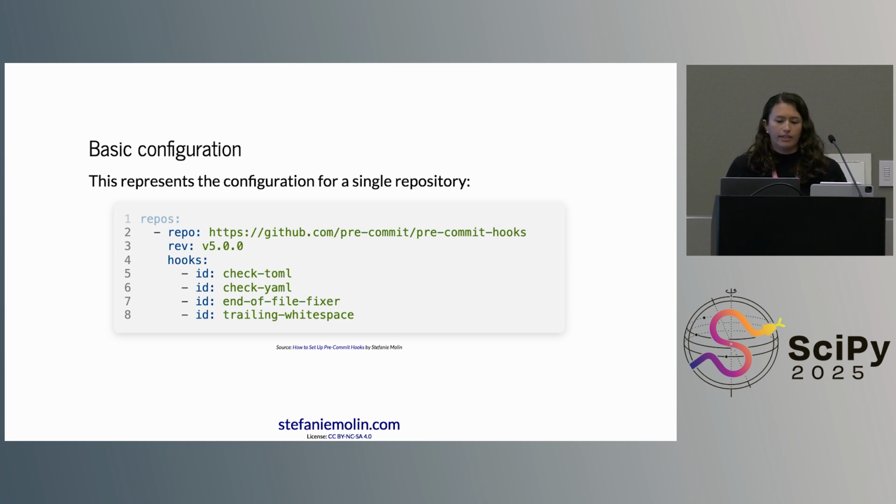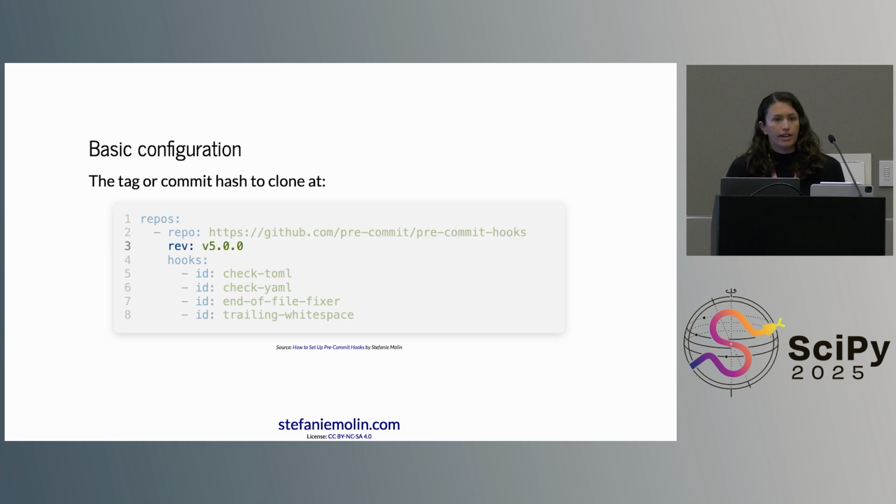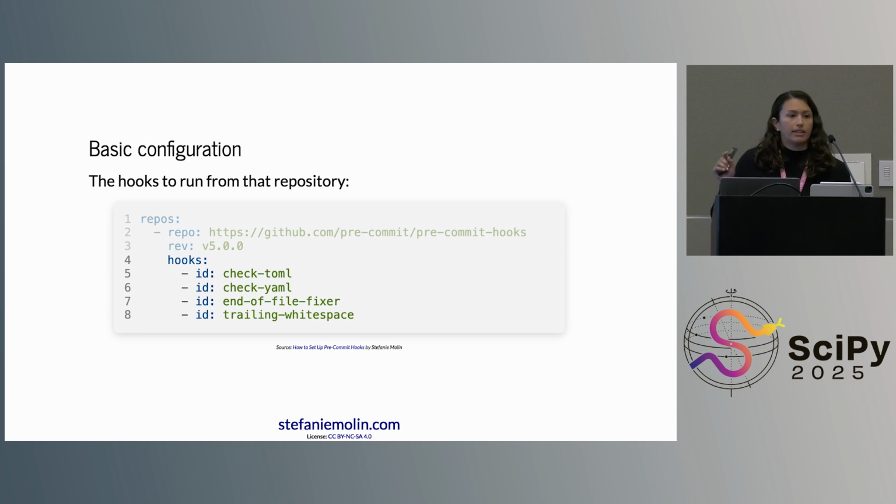So the repos is a list, and each repo itself will look something like this. We have the URL where it can be cloned from. We have rev, which is the revision, so the tag or a commit hash you could use here. And then specifying the actual hooks that you want to invoke. At a minimum, you need to declare the ID for each hook you want to run. And these are all hooks that are defined and exposed from the pre-commit hooks repo up here. In the second half, we'll see how that actually happens and how those are declared.